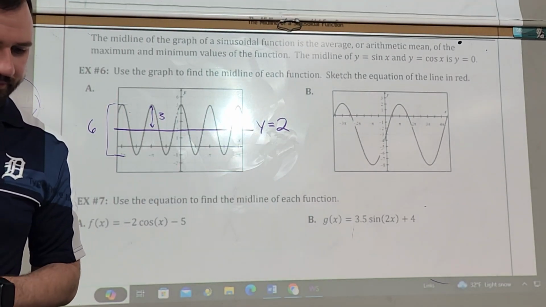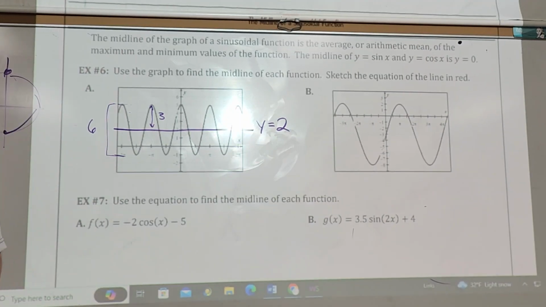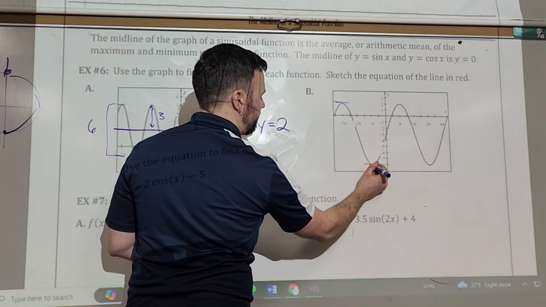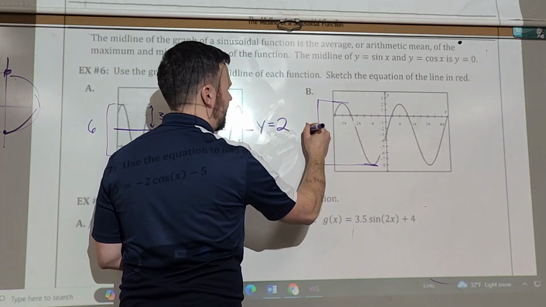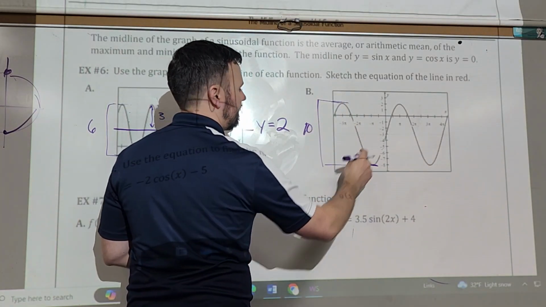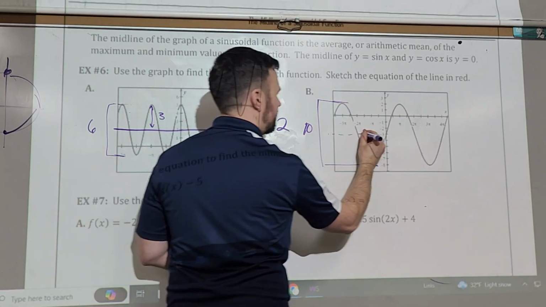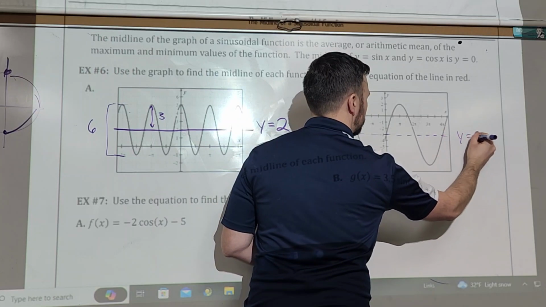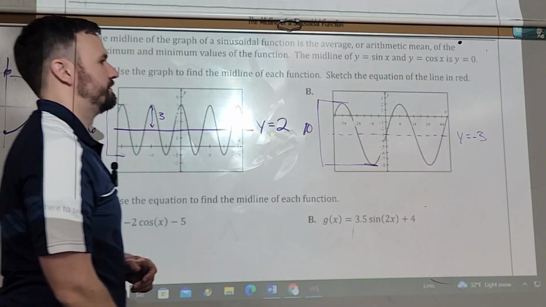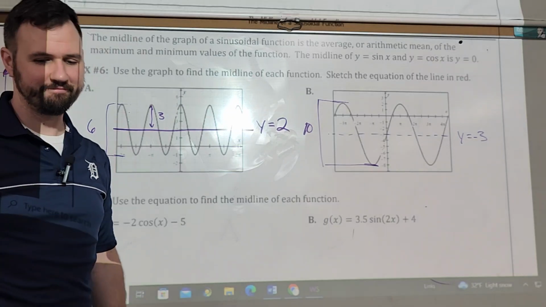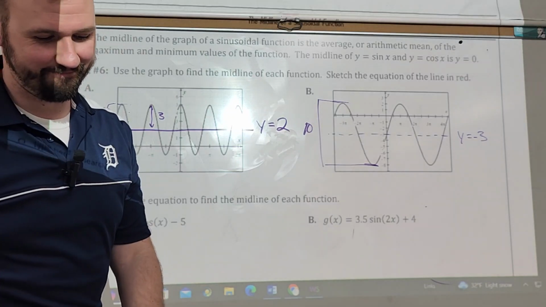Ta-da! That's all I had to do, right? So let's do this one. What's my height from here to here? 10. What's half of 10? So I go 1, 2, 3, 4, 5. y equals -3 is my midline. Okay.